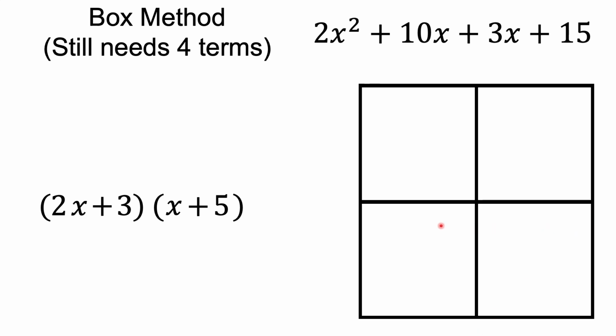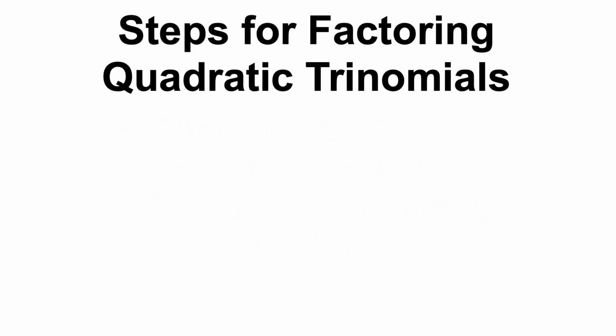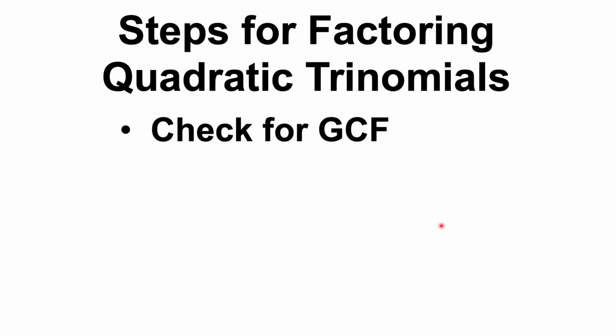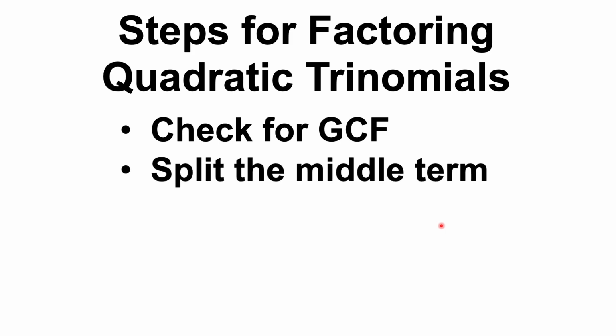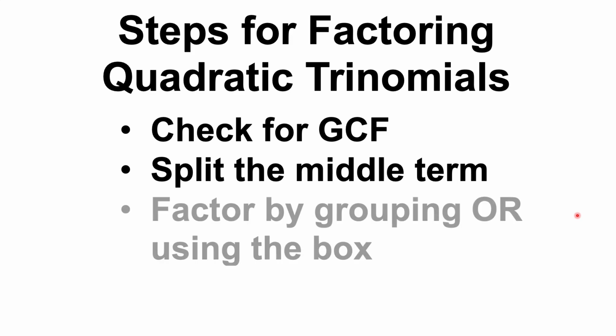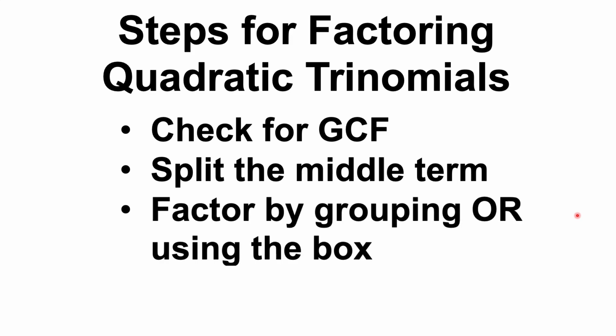Okay, so just a quick recap. Steps for factoring quadratic trinomials. First, check for GCF. Always check for GCFs. Split the middle term using the x method. I guess you can call it a method, the x, to help you organize your thoughts. And then once you have split the middle term, you'll have 4 terms. Then at that point, you factor by grouping or using the box.